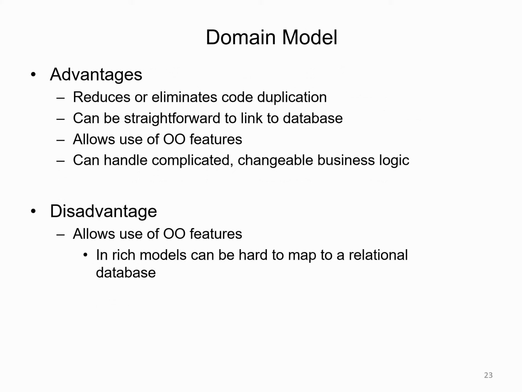One of the great advantages of using a domain model, when it's properly designed and structured, is that it will reduce or even eliminate code duplication. The whole idea about object-oriented classes is that they should each have just one responsibility, one reason to change. And so they will have very focused responsibilities within each of the classes. And that means that we'll reduce or eliminate the duplication. It also allows us to use OO features, and it can handle complicated and changeable business logic, and can do so in very adaptable, scalable, extensible ways. But one of the disadvantages is it can be difficult to map to a relational database.